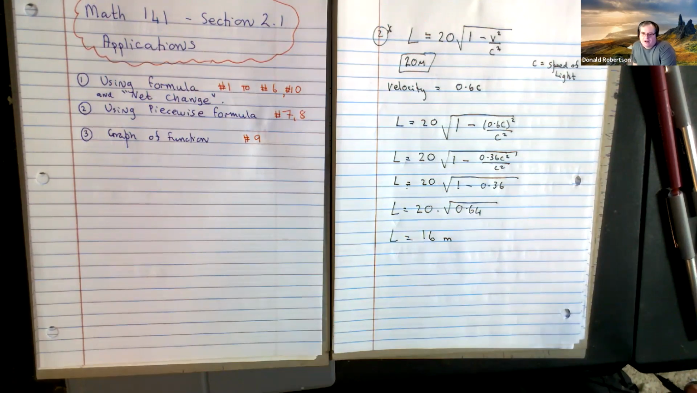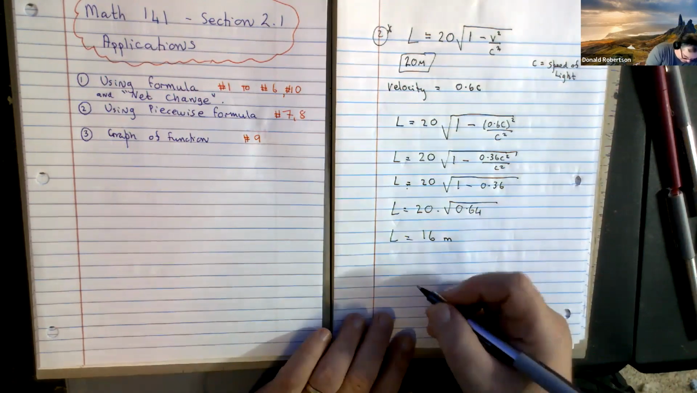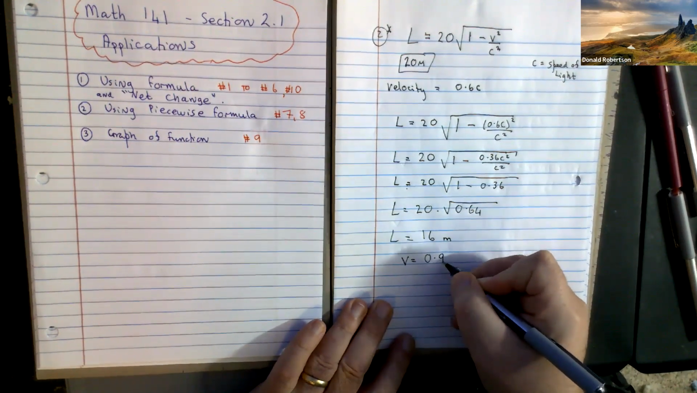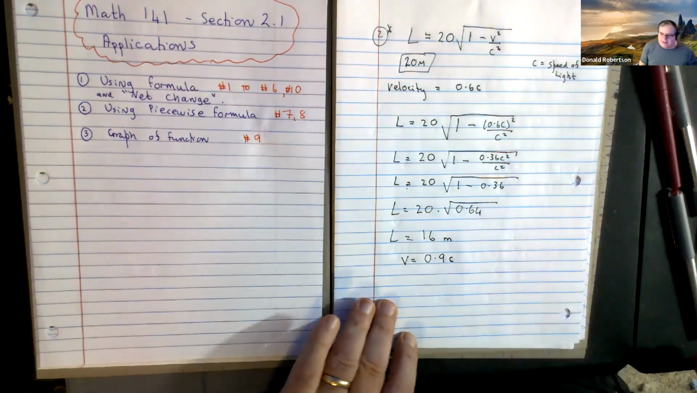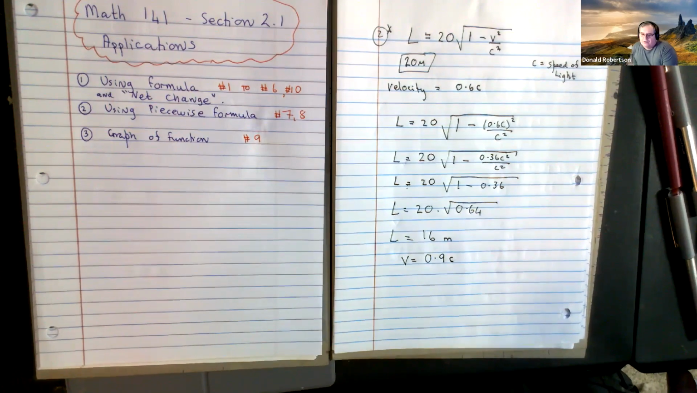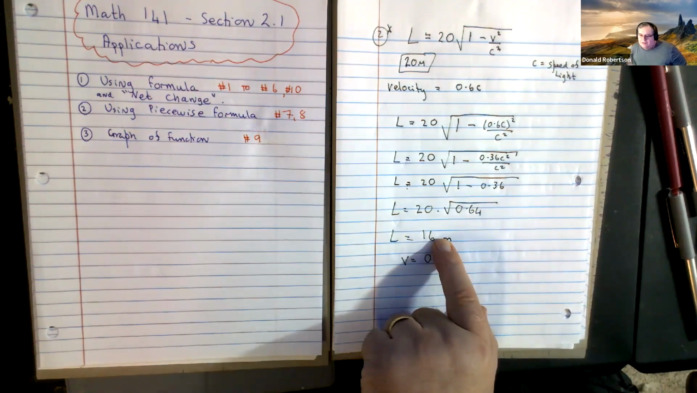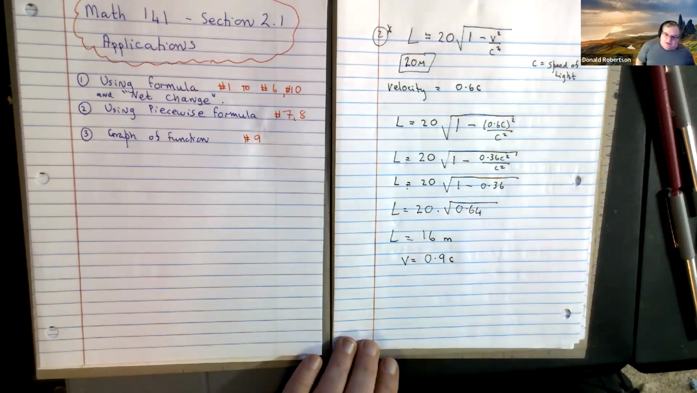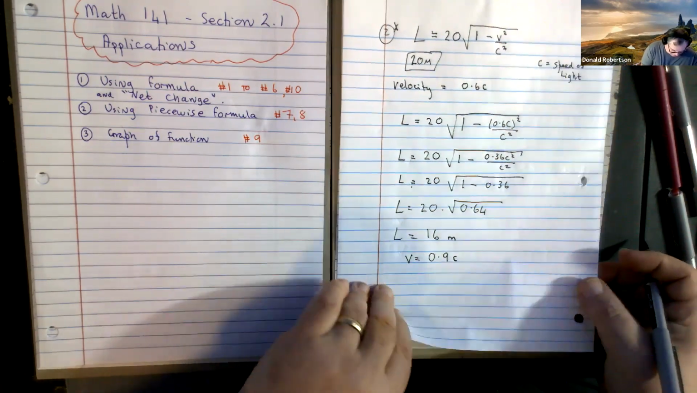What do you think is going to happen if I go even faster? Let's suppose I decide to go 0.9 times the speed of light. Do you think I'm going to be even smaller, shrink in size? I wonder by how much.